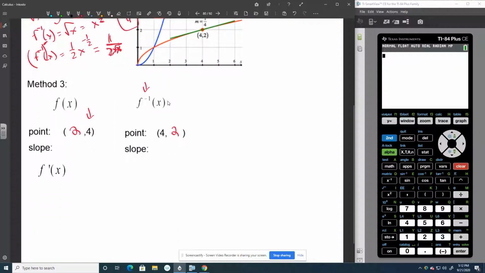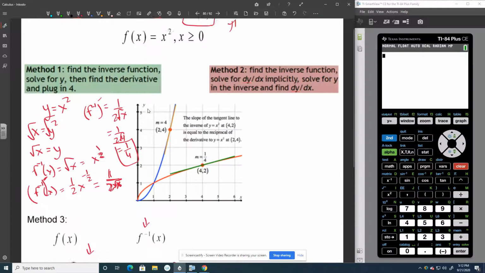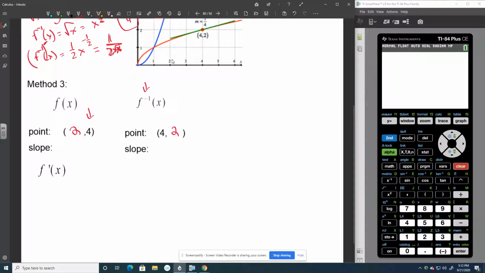And then to find the slope, I just take my derivative. So my original function is x squared. If I have f of x equals x squared, when I take the derivative, that just becomes 2x, right? So f prime of x is equal to 2x.